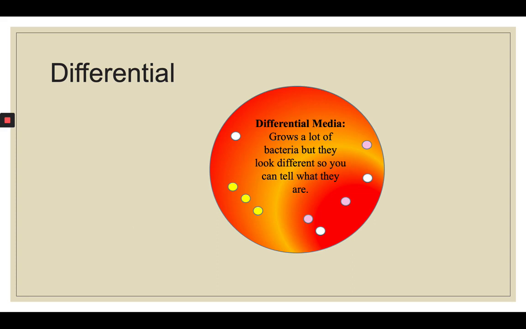And then lastly, differential. It's similar to complex in that it grows a lot of bacteria, but the bacteria differentiate, and so we can tell what they are. So you can see here, we have some white colonies, some yellow, some pink, so it tells us the differences. And even the plate itself is changing color, which we'll talk about in a minute. So differential grows a ton of bacteria, but they look different, so we can tell what they are.